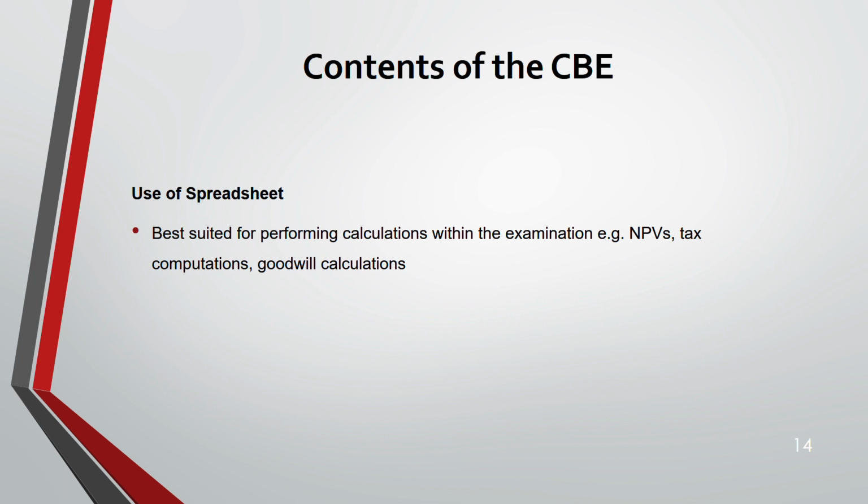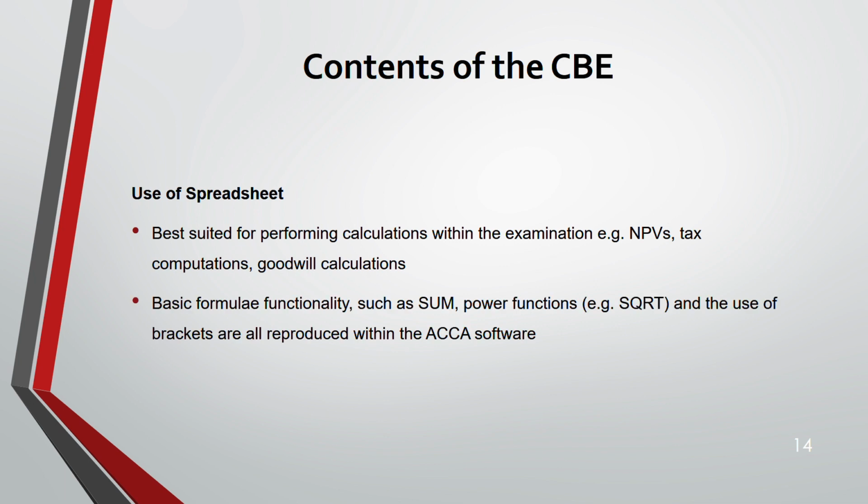Now, spreadsheet is used for calculations. Net present value, spreadsheet. Tax computations, goodwill, spreadsheet. Basic formulas will be there like sum, square root, average, and a new thing which is added to your AFM syllabus, the BSOP calculator. Maybe you're not very familiar with this because I've never done it before, but make sure you do calculations on this also. Wherever you have past questions on real options, pick them and use this calculator and see.